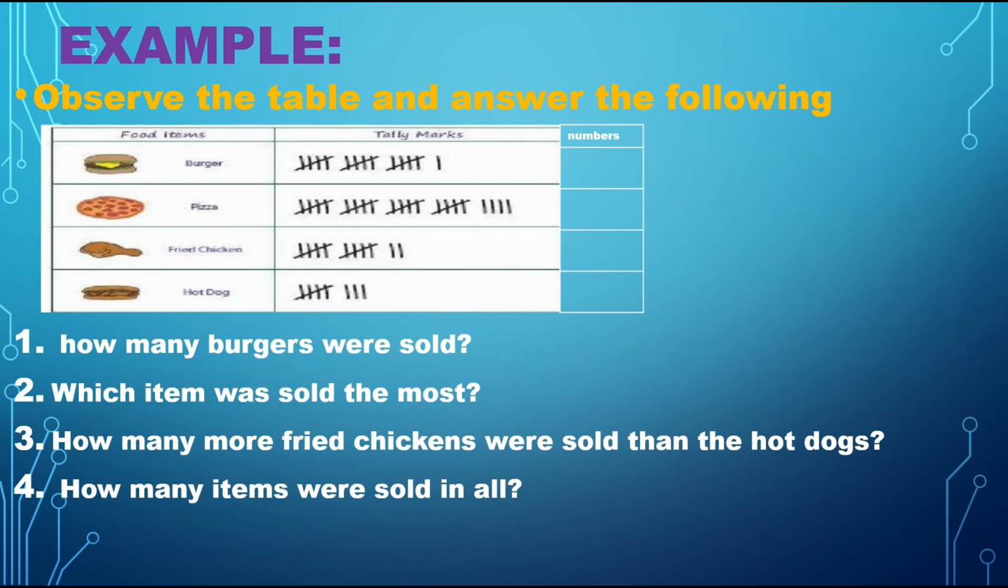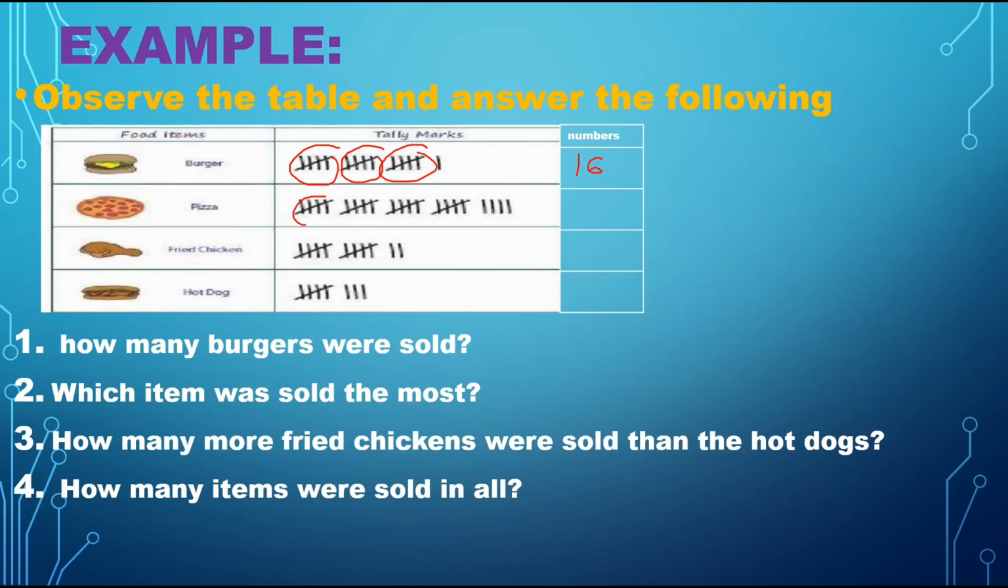Observe the table and answer the following. Here the food item and tally marks are given. You have to find the numbers of burger, pizza, fried chicken and hot dog. So let's count. So see first burger 1, 2, 3, 4. 4 and one slanting line means it will be 5. Right? 5. Then again 5, 10. Then again here is a slanting line, 15 and 15 plus 1, 16. So we can write 16.